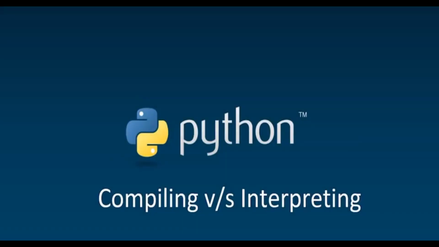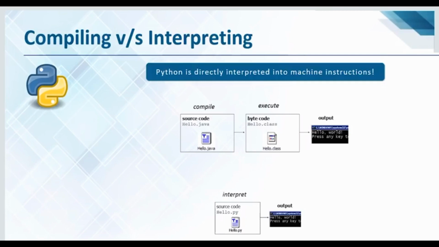Now we need to understand what compiling and interpretation are. You can see the first figure here: compilation, execute and output. Python directly interprets into machine instructions. Like Java or C++, whatever source code we type for the program, in the Java case hello.java is the code. After compilation it turns into byte code, the executable hello.class, and then output is generated by the system. Whereas in Python, the source code is directly interpreted and gives you output. So Python is fast, easy to understand, and helpful.